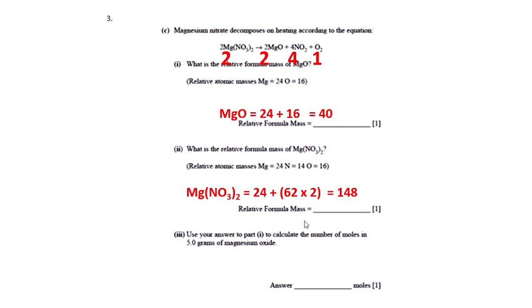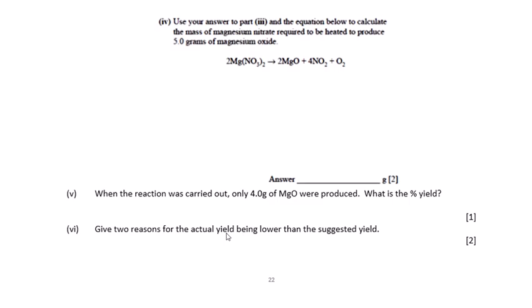Then use your answer to calculate the number of moles in 5 grams of magnesium oxide. Now, we'd worked out here that 1 mole of magnesium oxide was 40, so just keep it going with the right place there. So n equals m over RFM, so 5 over 40, 0.125 mole, or 1/8 of a mole. Now, we're going to carry that number of moles forward.